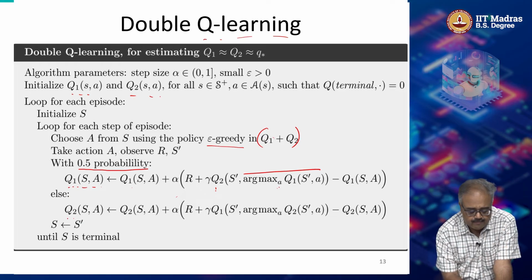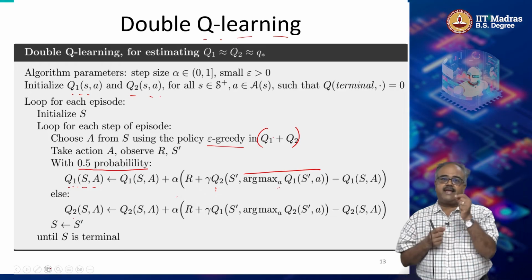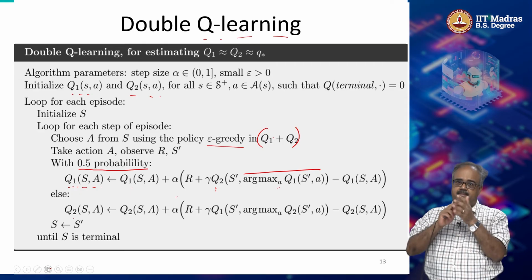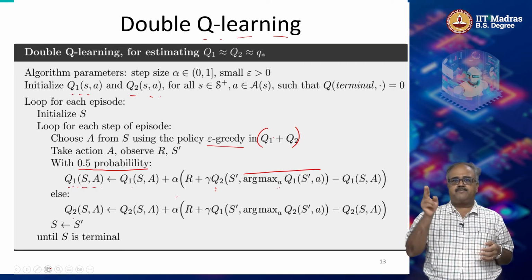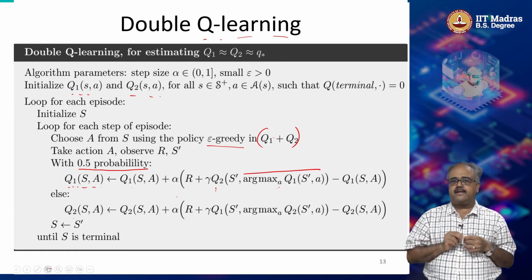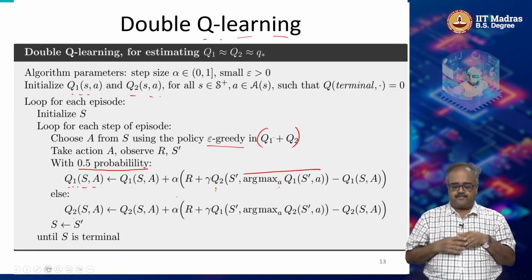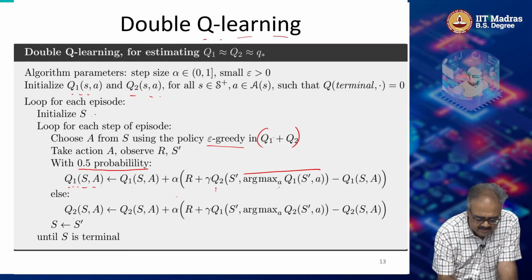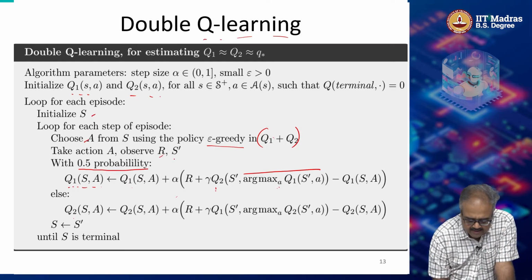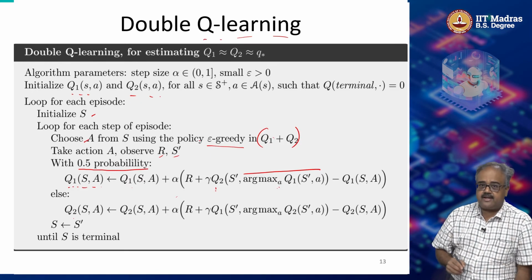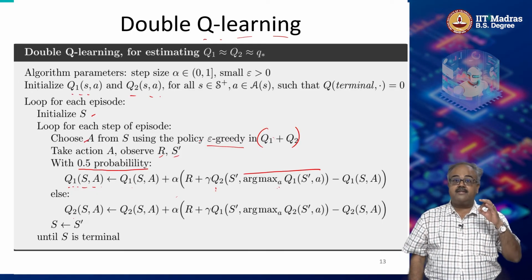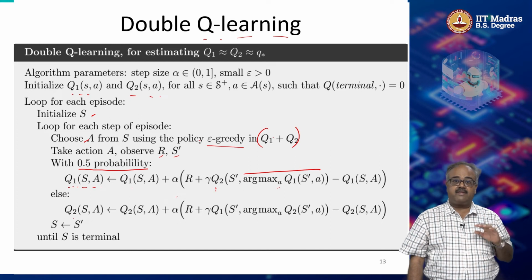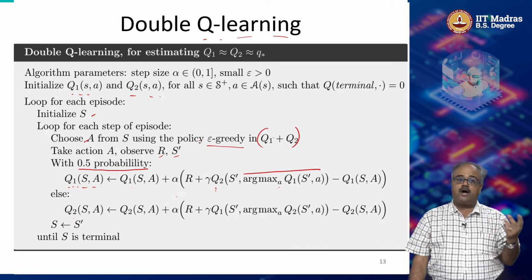Likewise, with the other half probability I update Q2. So, for the same sample, suppose I make one transition. What is the sample for Q learning? I have S, A, S prime, R. That is the sample for Q learning. I initialize state S, I take A, I get the next reward and the next state. So, S, A, R and S prime is the sample that I have drawn, and since I am using this coin toss, with half probability I will update Q1 or I will update Q2.